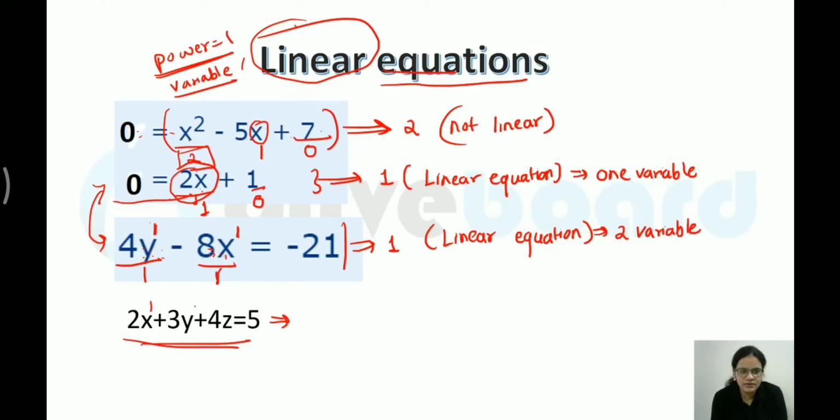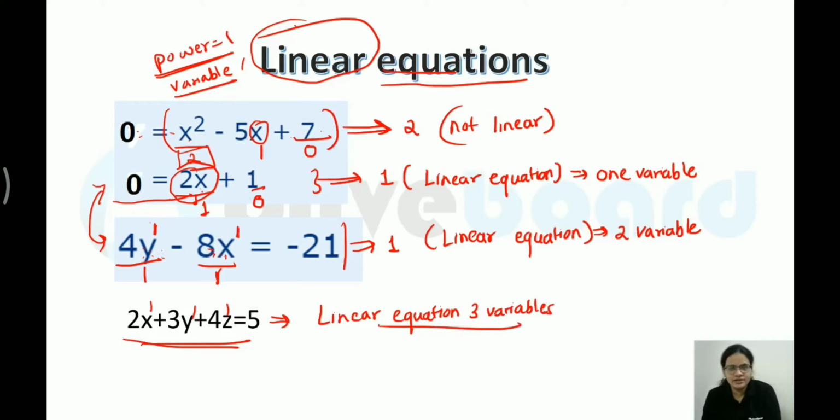Here it is 1, 1, 1. Again a linear equation, but it is an equation in 3 variables. So there are 3 variables x, y and z. So I think it is clear how I am writing the linear equation over here. Okay, so the basic definition is clear.